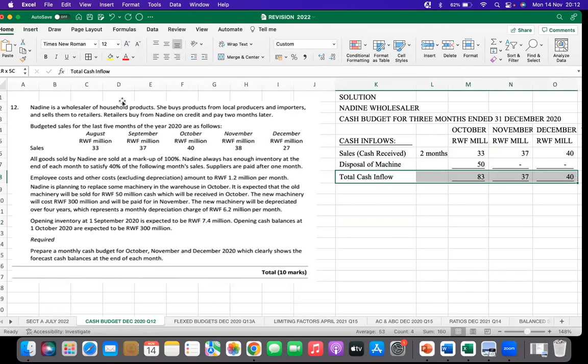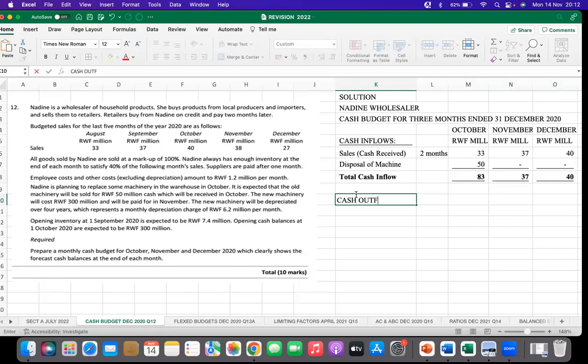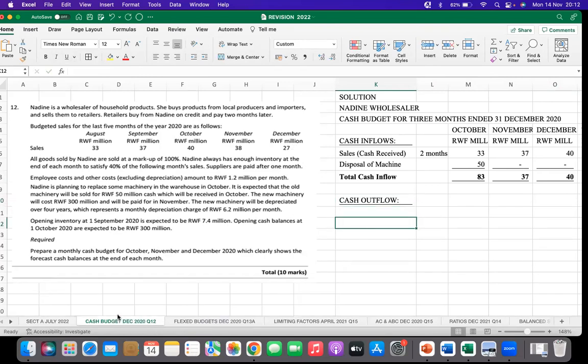Then once you have got your total cash inflow, you now go for your cash outflow. There were quite a number of cash outflows. Yes. What about the new machinery? In the paragraph, the new machinery will cost 300 million. Is that a cash inflow or a cash outflow? It's a cash outflow. Thank you. We were posting cash inflows. I think I stressed that enough. That one which you have read is a cash what? Sorry, sir. Yes. Before we move on, cash outflow, how about the markup profit that we gain on sales?